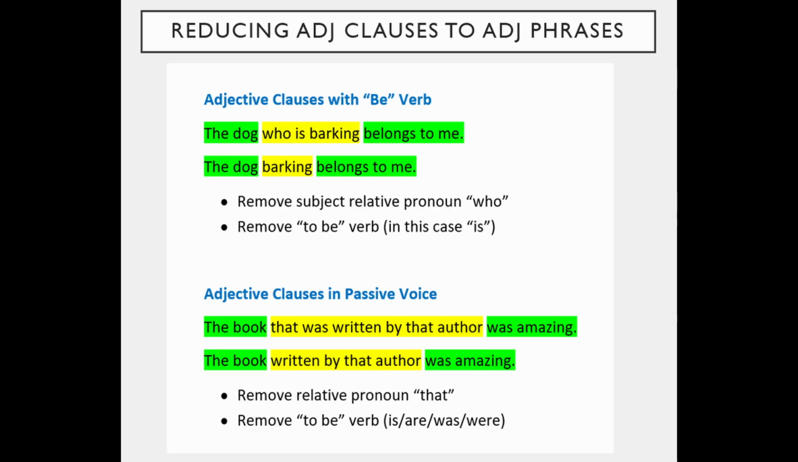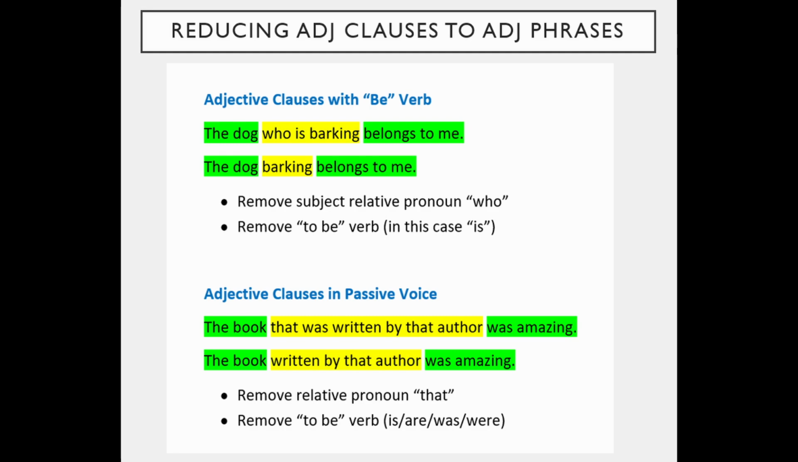Okay, there's another really common reduction that we should talk about, and that is reducing adjective clauses in the passive voice to adjective phrases. All right, this is really common. So let's just spend a minute on this. If you look at the sentence, the book that was written by that author was amazing. What is the main clause in that sentence? The main clause is the book was amazing. That's the main clause, the main idea. The book was amazing, right? That was written by that author, right? That is your adjective clause. And it's in the passive voice, was written.